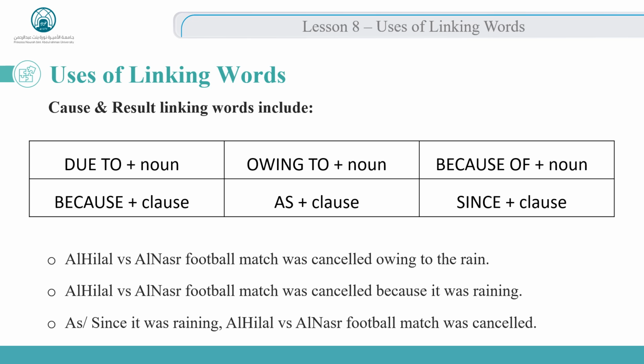Al-Hilal versus Al-Nasr football match was cancelled owing to the rain. Here we used the rain after owing to, and the rain is a noun. Al-Hilal versus Al-Nasr football match was cancelled because it was raining. Here, after because, we used a clause. It was raining. And a clause is a group of words that have a subject and a verb.